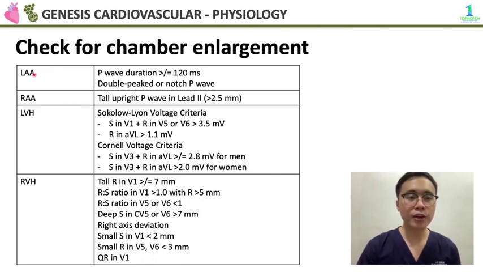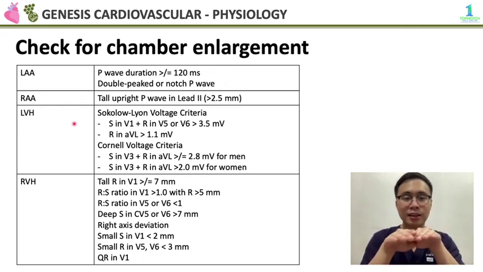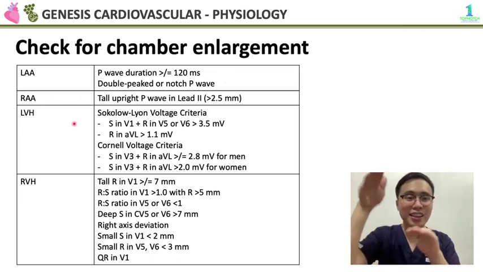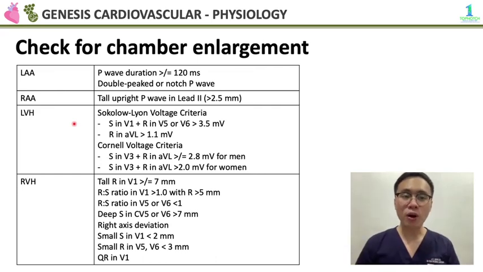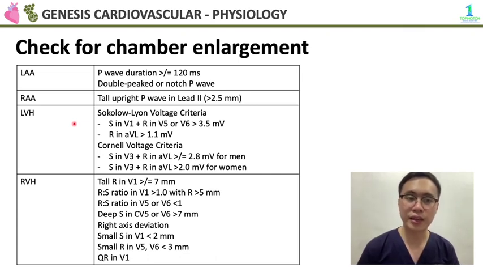So for example, for left atrial abnormality or left atrial enlargement, usually you want to look at the P-wave duration. If it's more than around 3 boxes, that would be indicative of LAA. For RAA, it's not the length, so to speak, it's the height. So if you have a tall and upright P wave, that's more than 2.5 boxes, that would be indicative of right atrial enlargement or right atrial abnormality.